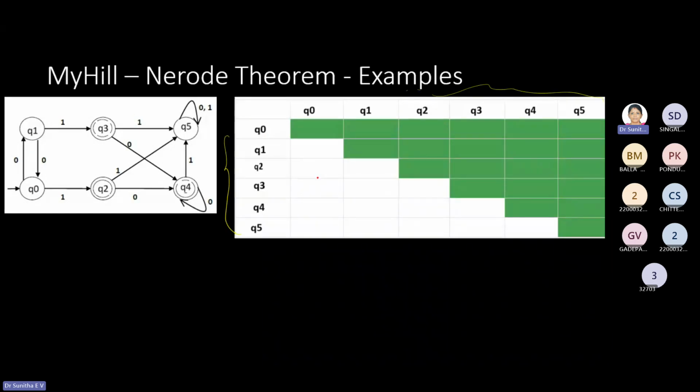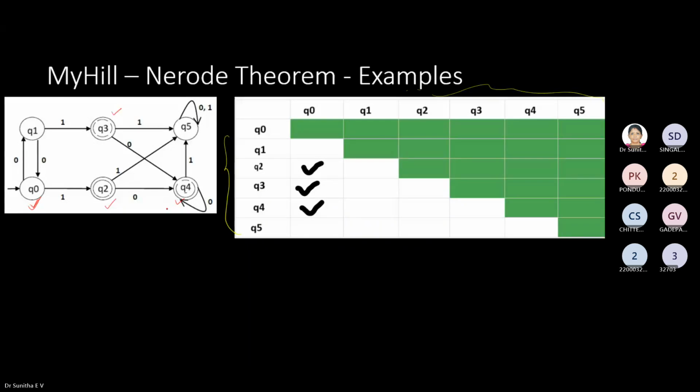Then Q0, Q2. Q0 is non-final and Q2 is final. So one is a final state, the other one is not a final state, so we can mark Q0, Q2. Then you check Q0, Q3. One is not final and Q3 is final, so again it can be marked. Then Q0, Q4. Q0 is not final and Q4 is final. That can also be marked. Then Q0, Q5. In Q0, Q5, both are not final states, so we cannot mark it.